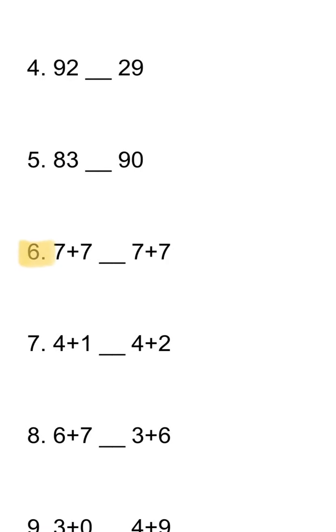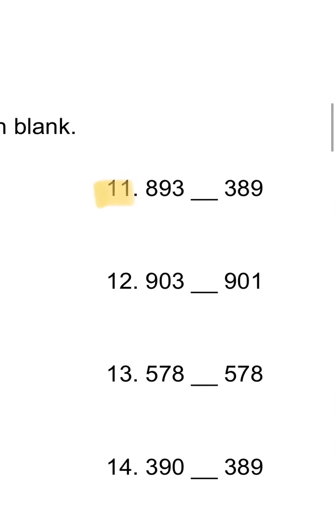Number 6. Okay, so let's first find out the sum. 7 plus 7, 14, right? And again, 7 plus 7, 14. So what would go in the blank? Equal to, right? Since 14 equals 14.